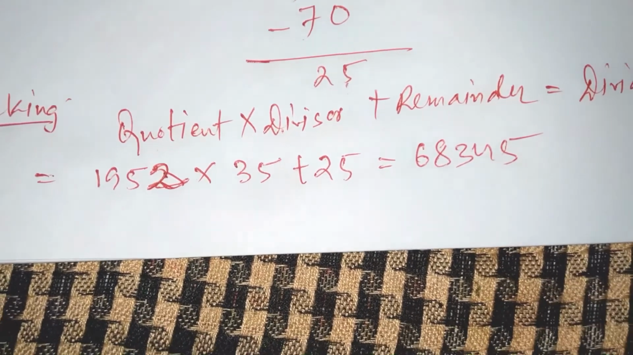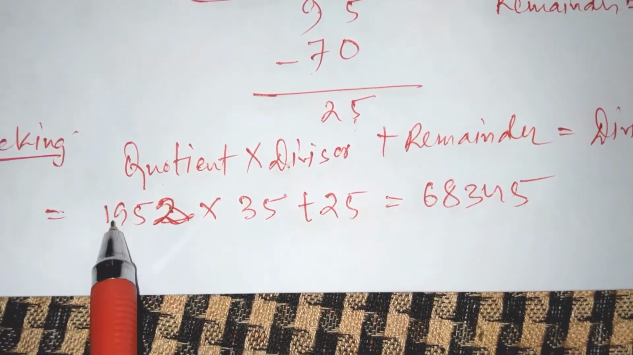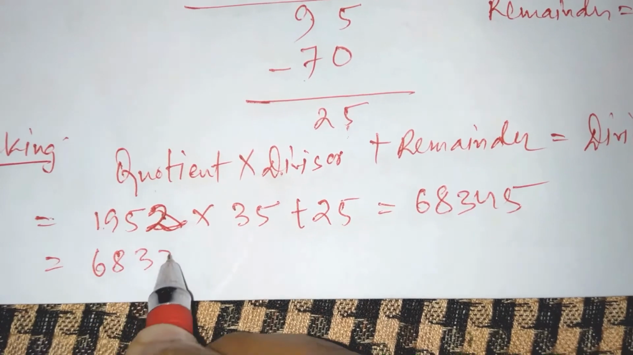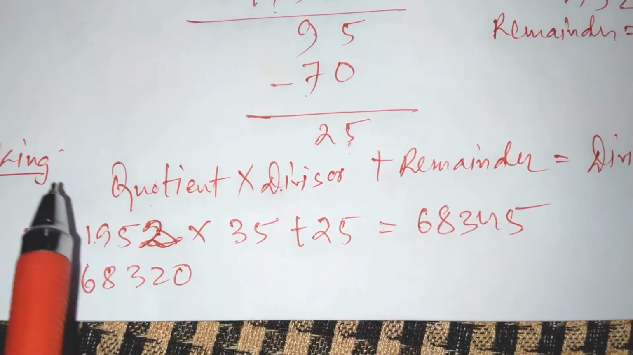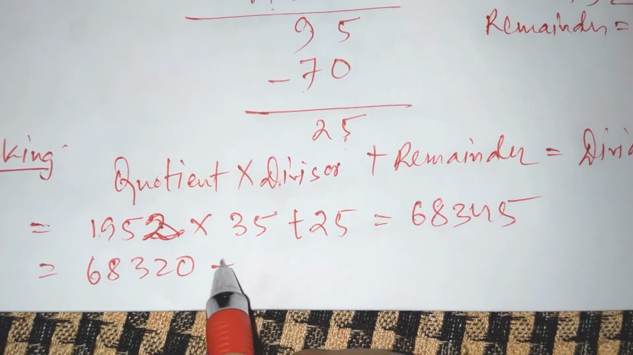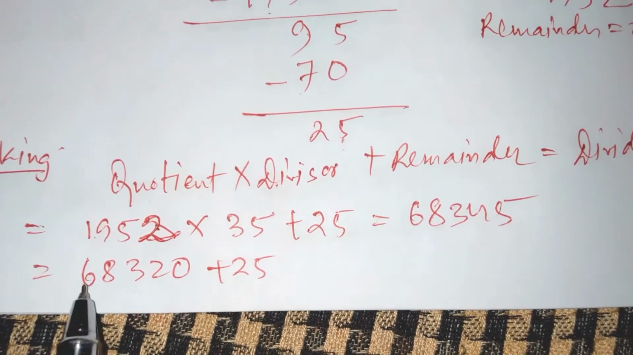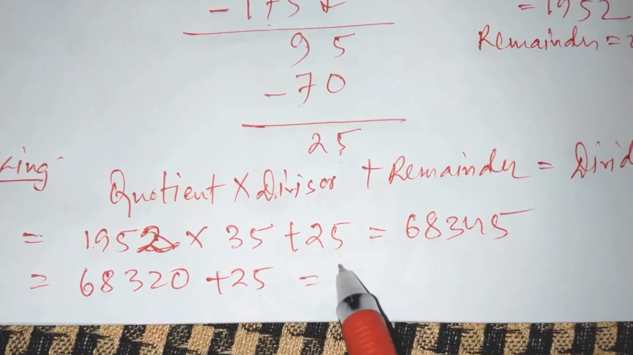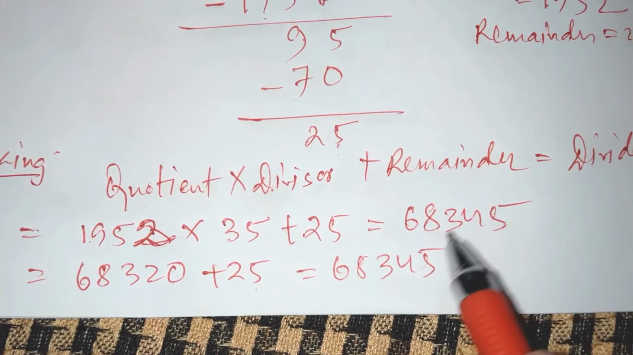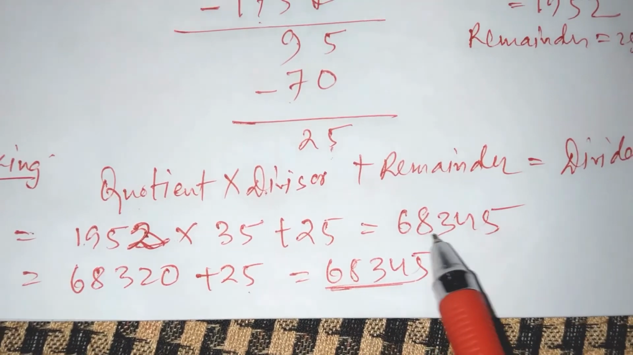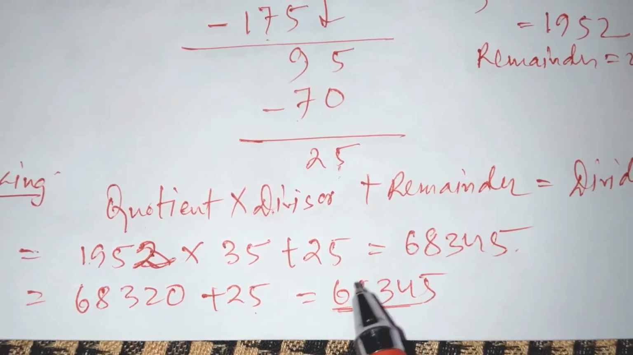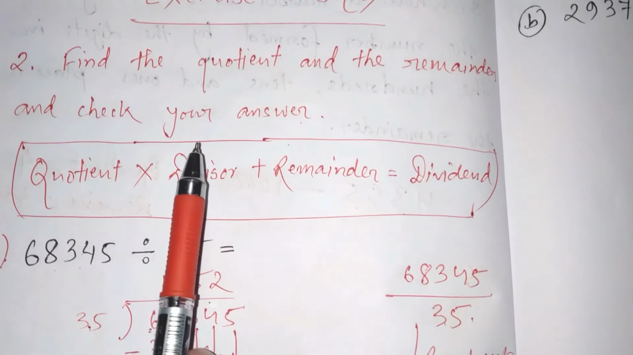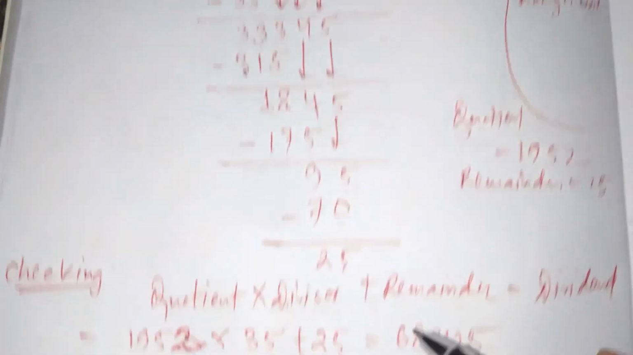Now if you multiply this 1952 by 35, you will get 68320. Then you will find this number plus 25. If you add this 68320 with 25, you will get 68345, and this will be equal to this number, 68345. So in this way you can understand that both the sides are equal. The question said check your answer, so here I have checked my answer.